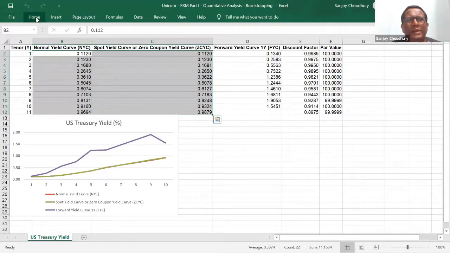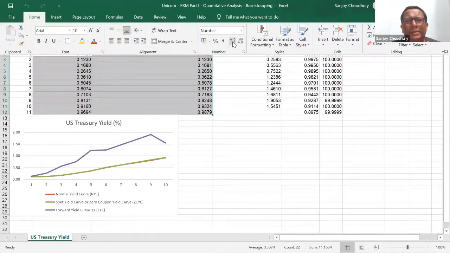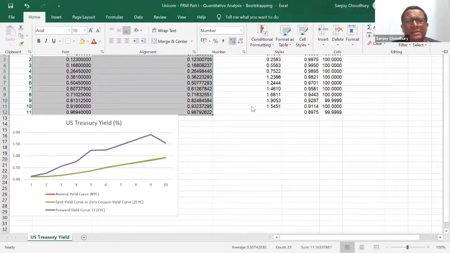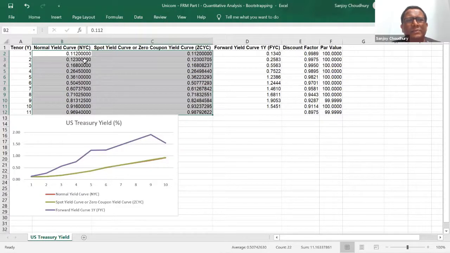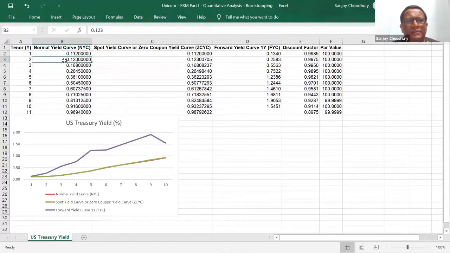If you increase the decimal numbers, you can see that there's a difference between the numbers here. As you can see, the second year, the normal yield curve is 0.123 followed by 5 zeros, whereas the spot yield is 0.123000705. So those numbers essentially increase as you go for various tenors.